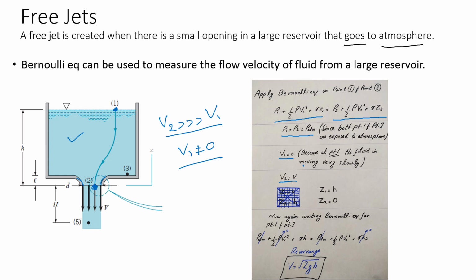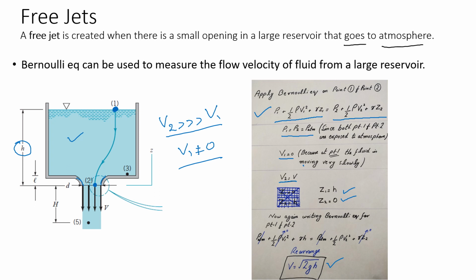If we take point 2 as our reference point, then from this reference point up to point 1, we get a height of h. So z1 will be equal to h, and z2 is the reference point, so that will be equal to 0. Putting all these values in this equation gives us the formula v is equal to the square root of 2gh. This is the formula that is used to find the velocity of free jets.